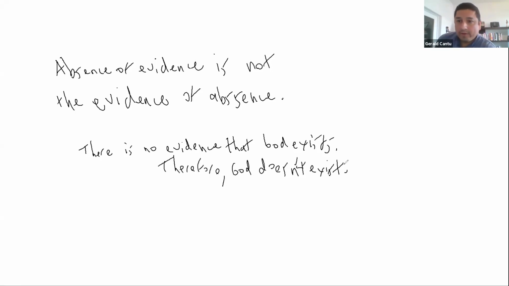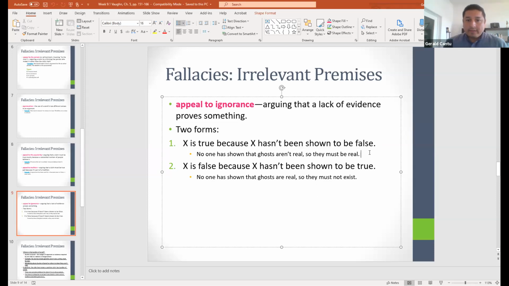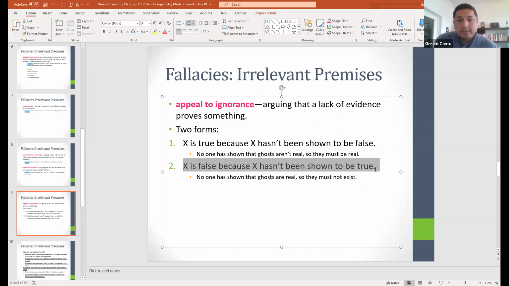Now, that's one form of an appeal to ignorance. The absence of evidence can also be used to argue for a positive claim. The one I just gave you is the one the slogan pertains to: X is false because X hasn't been shown to be true. So God doesn't exist because there's no evidence for it. No one has shown that ghosts are real, so they must not exist.